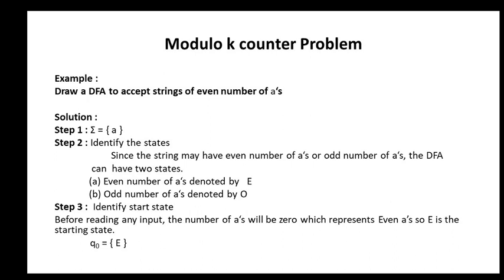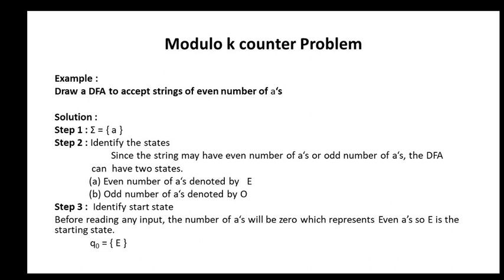Solution. We'll see the solution. Step 1, alphabet: the input symbol is A. Step 2, identify the states. Since the string may have an even number of A's or an odd number of A's, it may be a single A, double A, or triple A, so the DFA can have two states.